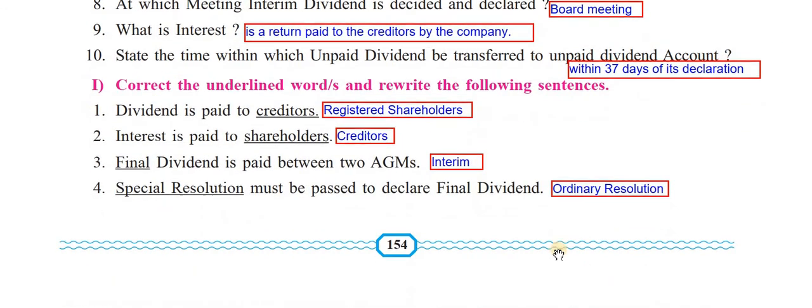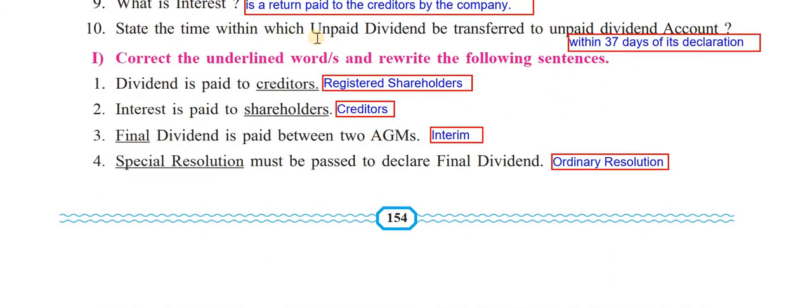Then let's go to the last one, students. State the time within which unpaid dividend be transferred to unpaid dividend account within 37 days of its declaration. ठीक है. So now let's go to the next question, children. Question number 1I, that is correct the underlined words and rewrite the following statements or sentences. तो आपको ये पूरा statement फिर से लिखना है along with the right answer.